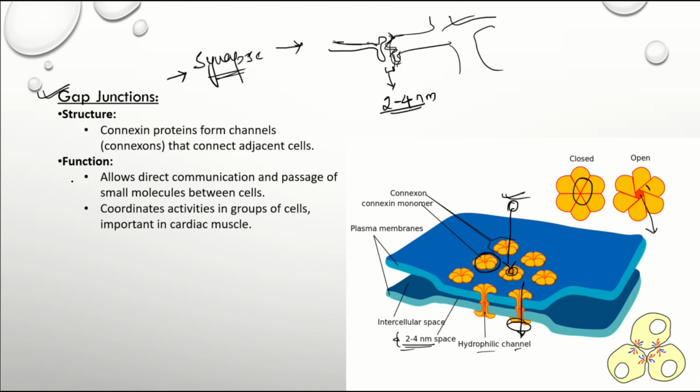So here it is shown that it allows direct communication and passage of small molecules between cells, and it coordinates activities in a group of cells. It is important in cardiac muscle. So basically take this example only. Suppose it is a heart, right? For the contraction and relaxation of the heart muscles, the electrical impulses have to travel all over the heart, all over the cardiac muscles, so that contraction and relaxation can occur.